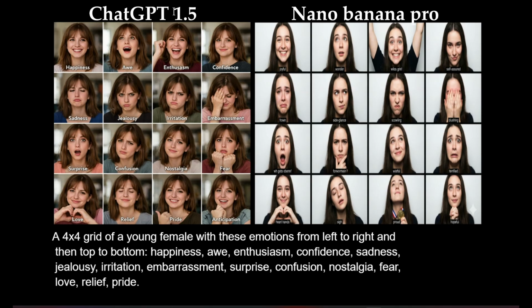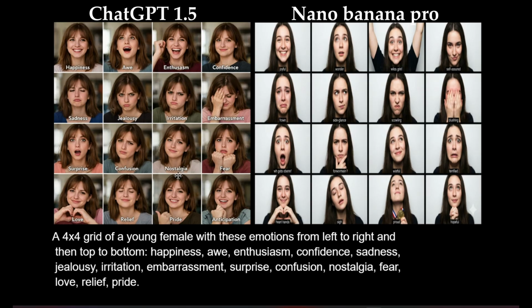For GPT Image 1.5, happiness looks good. Awe also looks good. The top row looks pretty good. It does convey the expressions. And then for the second row, it also looks pretty good. She does look like the specified emotion. And then for the third row, this also looks really good. It conveys the emotions perfectly.